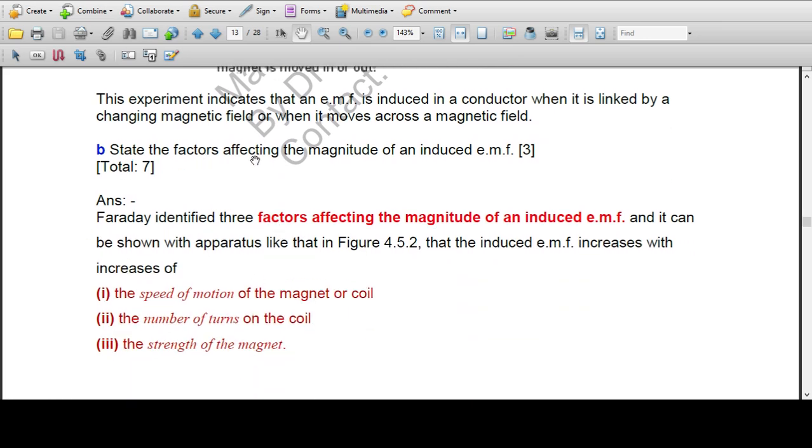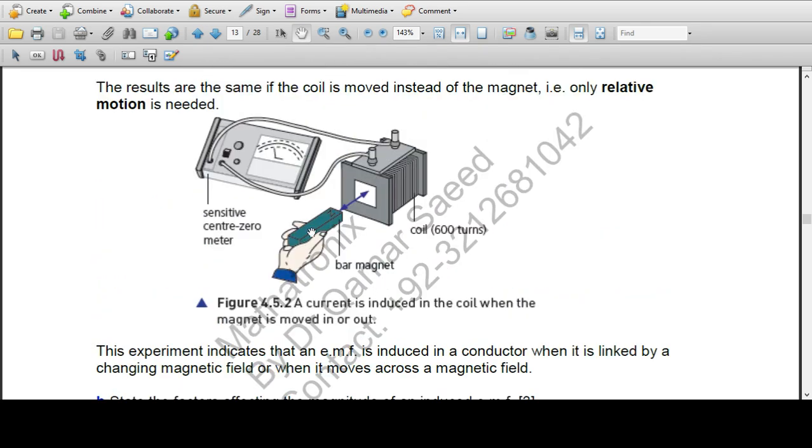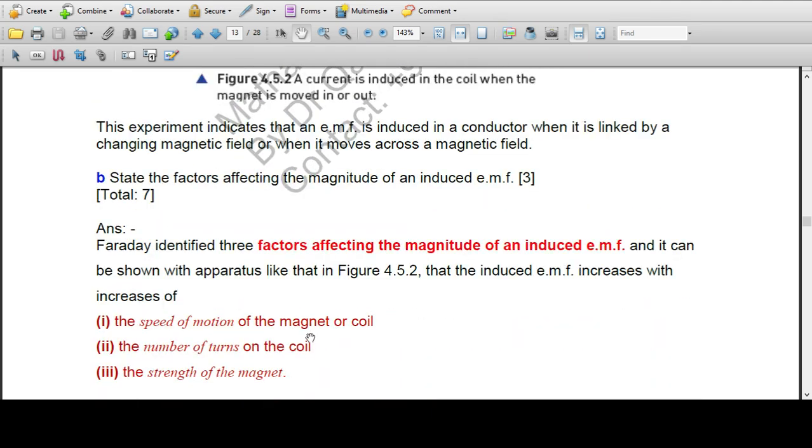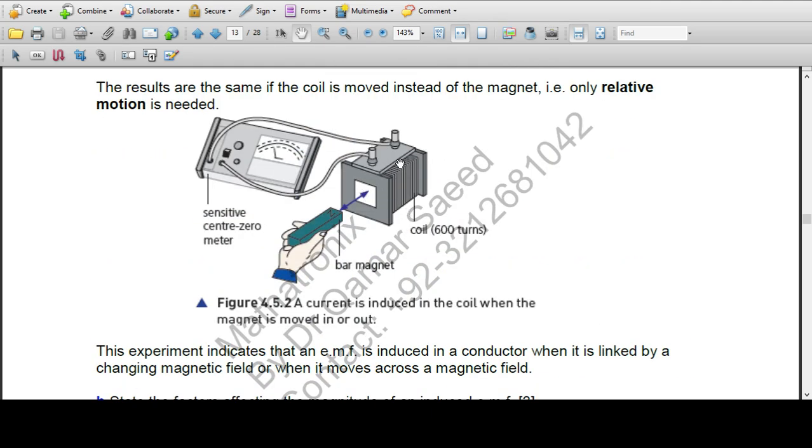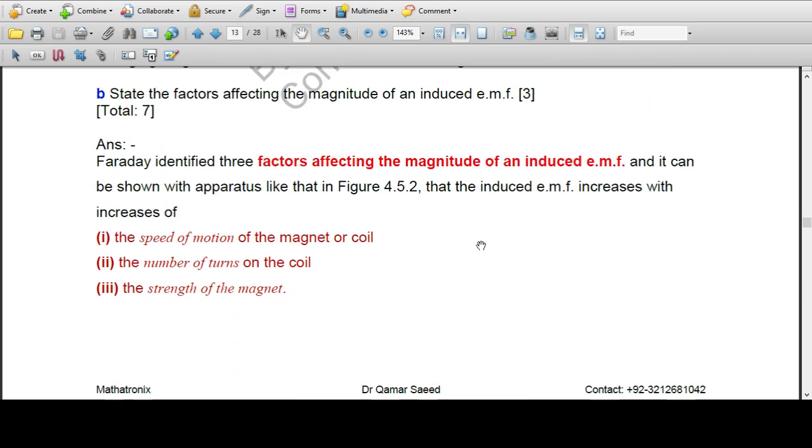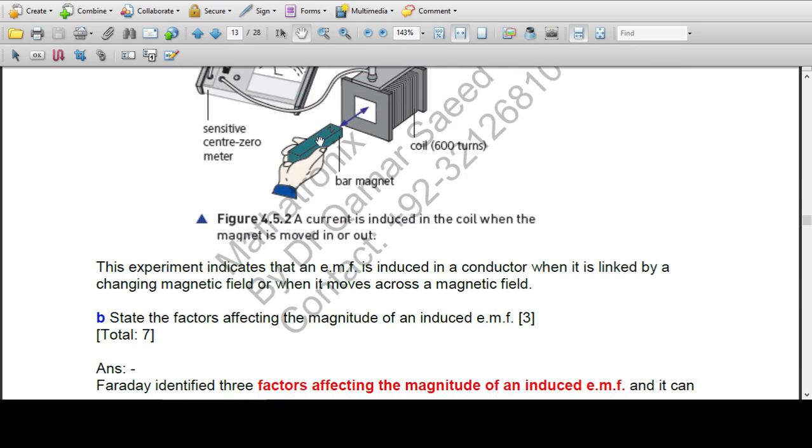State the factor affecting the magnitude of an induced EMF. Faraday identifies 3 factors that affect the magnitude of induced EMF, and it can be shown here. The speed of the motion of the magnet bar. The number of turns on the coil, and the strength of the magnet.